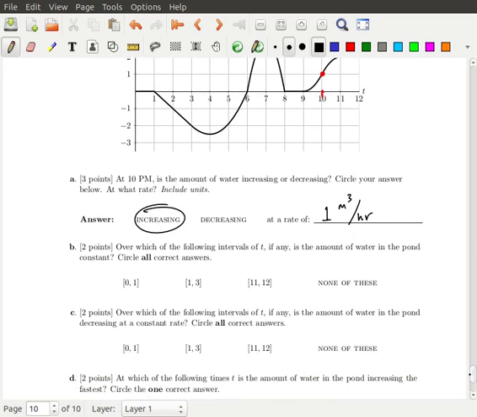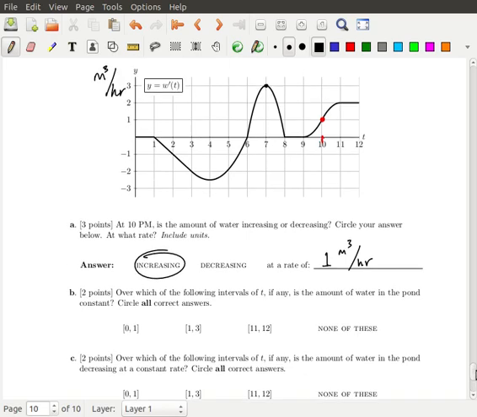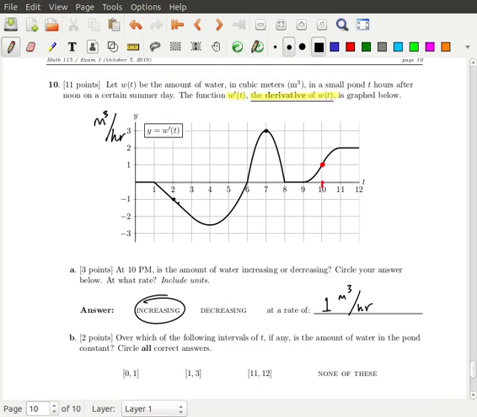Part B, over which of the following intervals of t, if any, is the amount of water in the pond constant? Circle all correct answers. Now, if we look at the graph, anytime these y values are not 0, it means there's a rate. Down here, water is flowing out because the rates are negative. They're negative meters cubed per hour. Up here, the rates are positive meters cubed per hour. Water is flowing in. So the only way you can get to this situation where no water is flowing in or out is where the rate is 0.